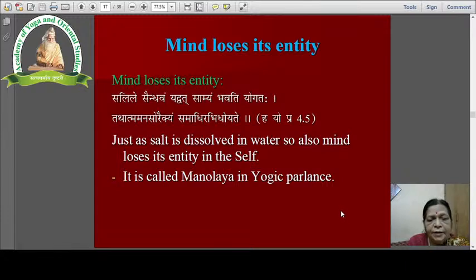Now, the mind loses its entity during samadhi. Salile saindhavam yadvat samyam bhavati yogatah, tathatma manasaikyam samadhirabhidhiyate. Just as salt is dissolved in water, so also the mind loses its entity in the self during samadhi. There is no separate entity of mind, chitta, during samadhi. It is almost dissolved in the self. Therefore it is called manolaya or manonasha in yogic parlance. Manolaya means the mind loses its entity. There is no separate entity. Almost there is no separate entity of the mind.